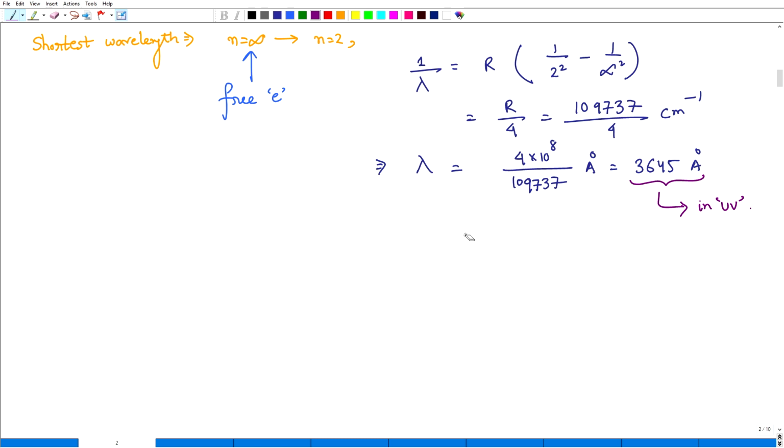Okay, I think this part is clear. So this is the problem. Okay, next, problem number 2.